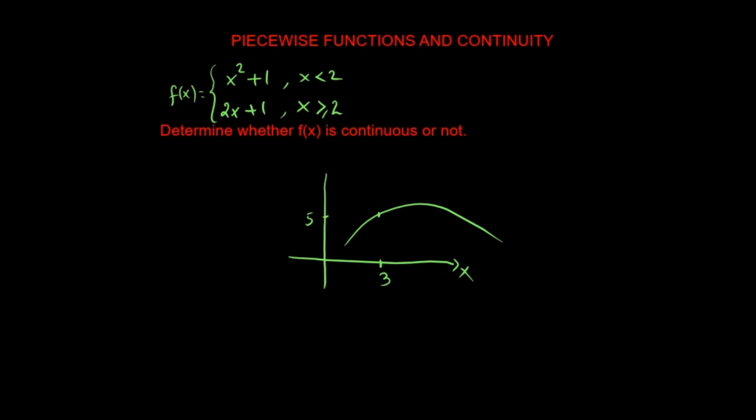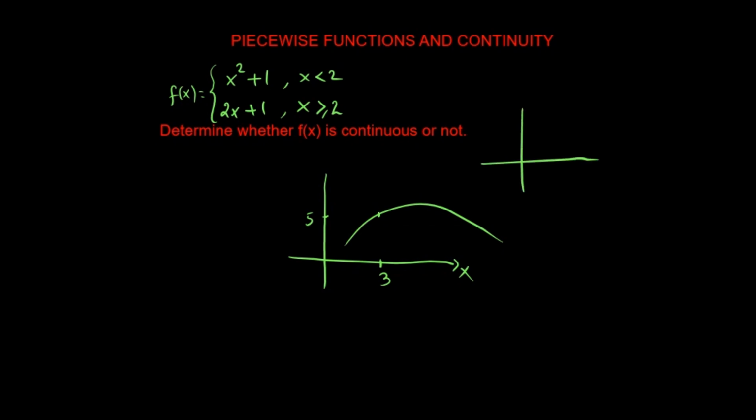It's at 3.000001 or something even smaller. The function is still close to 5. So in all three situations, the function is giving you the same value, 5. In this case, the graph is continuous. If you look at the nature of the graph, it keeps going without any break. So the graph is continuous at 3.